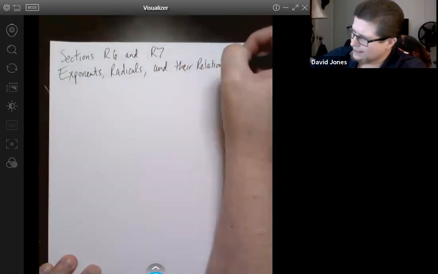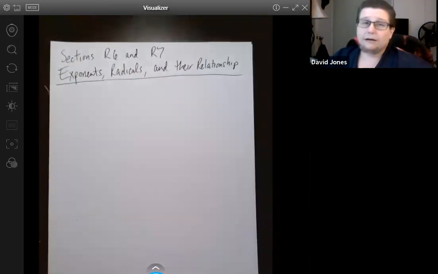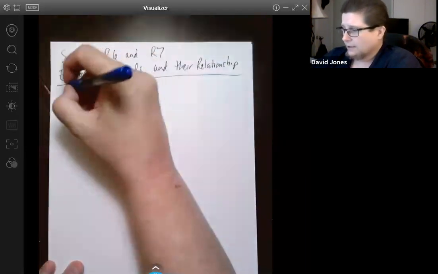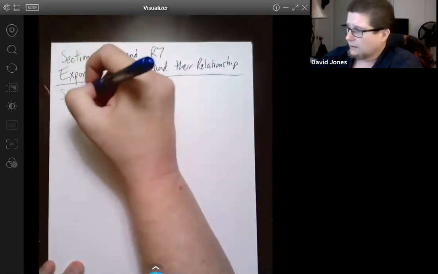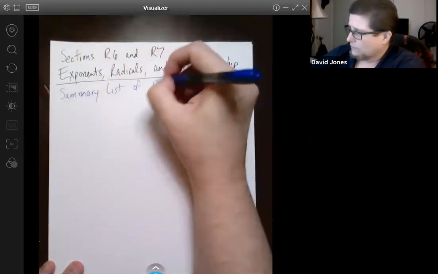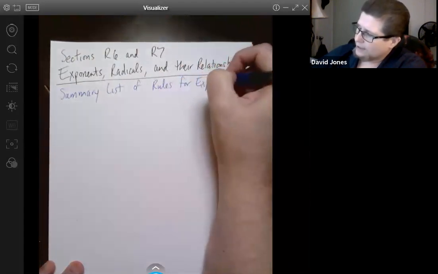And to make this easier for anyone that's re-watching this later, I'm going to put a summary of a bunch of the rules on page 1. Then over the next hour or so, I'll explain how we come up with them and how we use them. But here's a summary list of rules for exponents and radicals.